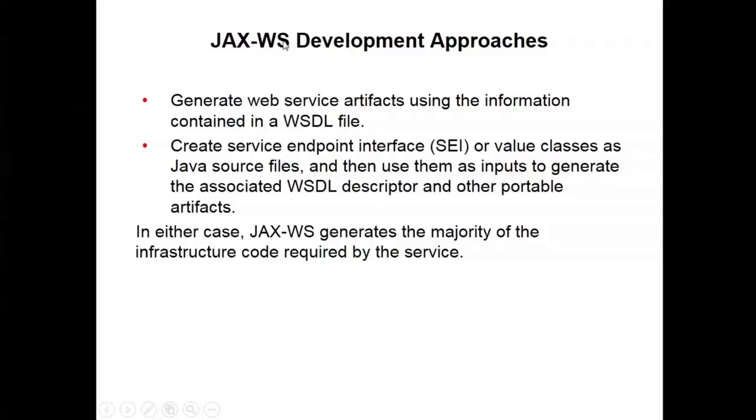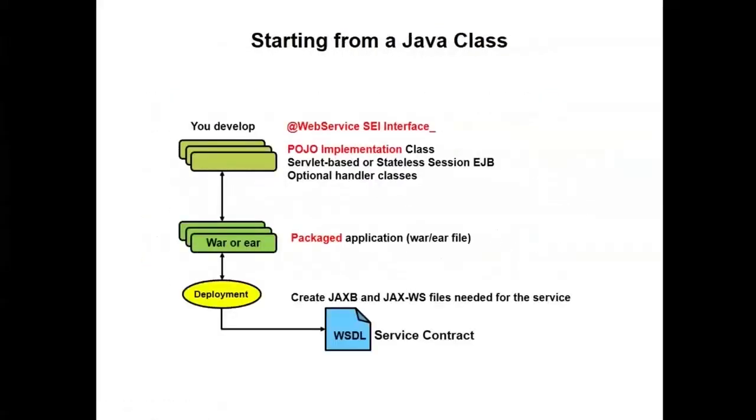So in the JAX-WS development approach, how are we going to create a web service? I am going to use the @WebService annotation to create a web service, that we have done. We are using the @WebService annotation to create a particular web service. When you create that web service and it gets deployed into the server, you can access it with the help of WSDL, or the service contract. As a service contract, you can access it, right?